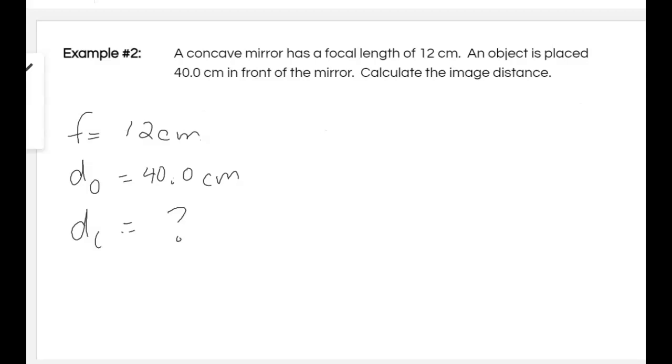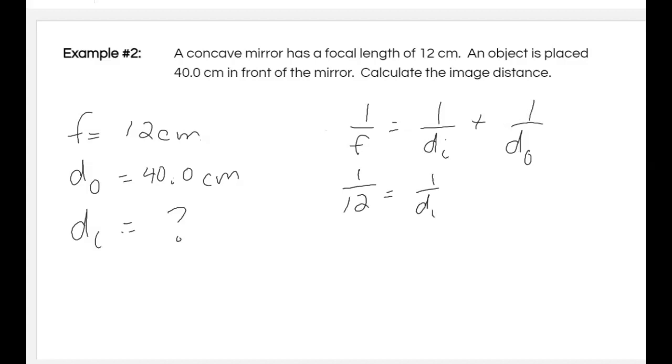Okay, so moving on to my solution. 1 over F is equal to 1 over DI plus 1 over DO. And in this case, it's my DI that's my unknown. So I'm going to sub in what I know. 1 over 12 is equal to 1 over DI plus 1 over 40.